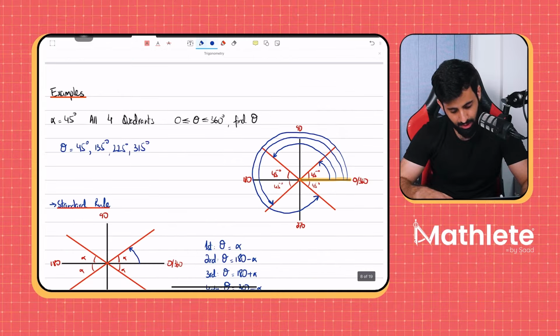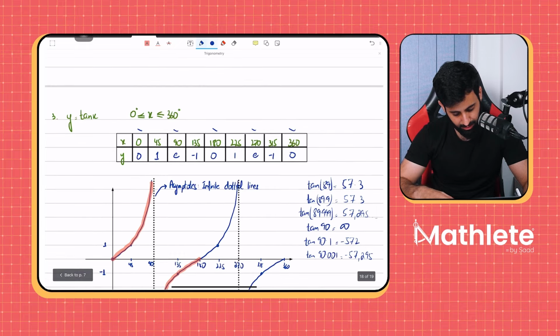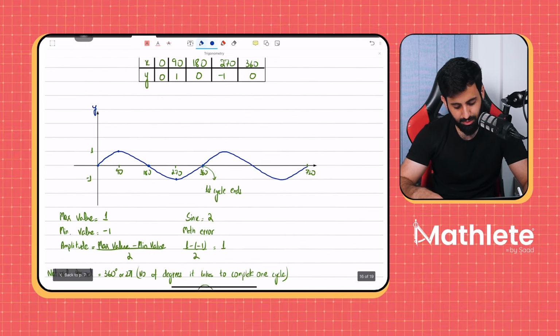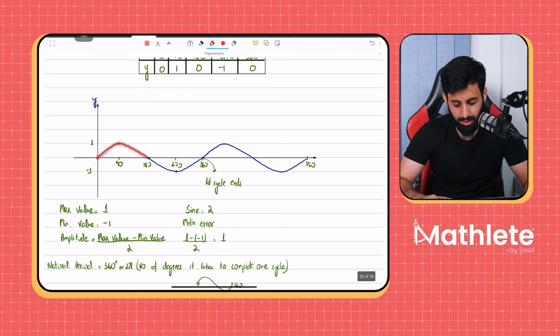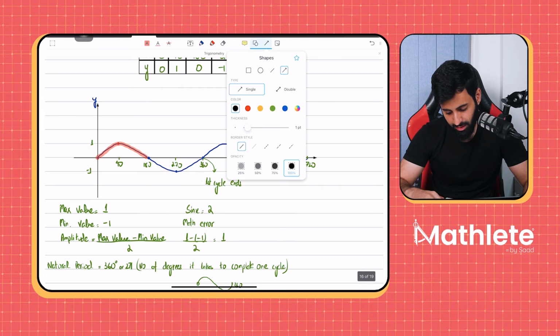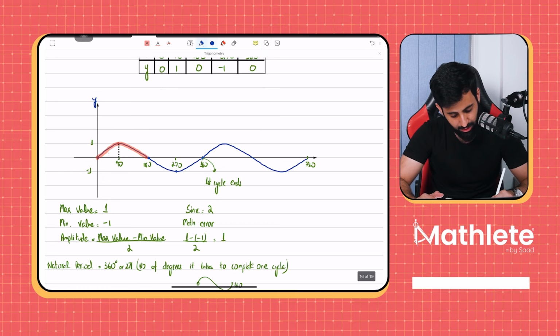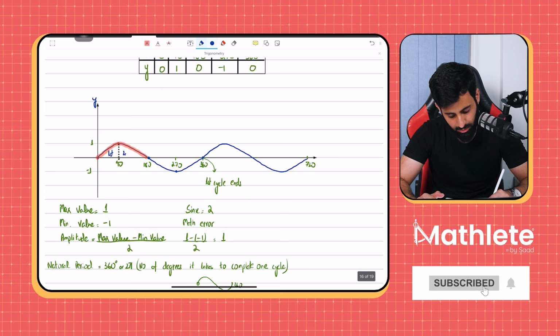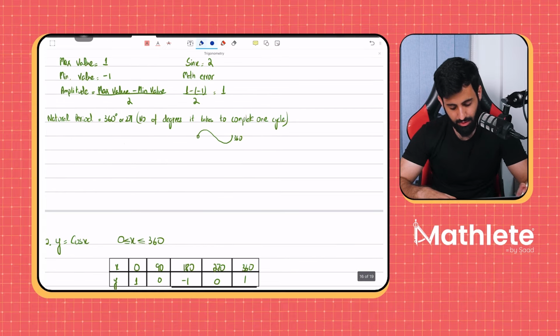You know why? Because if you look at the graph of sine from 0 to 90, is it positive or is it negative? From 0 to 90, it's positive. And not only from 0 to 90, it's in fact positive from 90 to 180 as well, which is why we say that in the first quadrant and in the second quadrant, sine is positive. Now you can make more sense of it because it's above the x-axis.